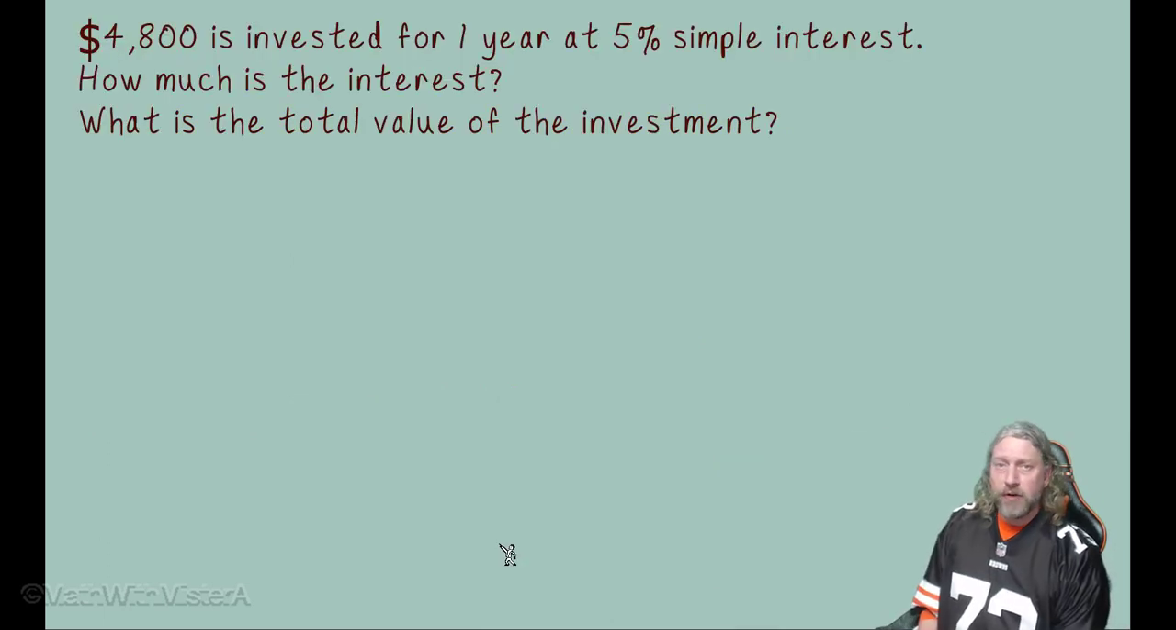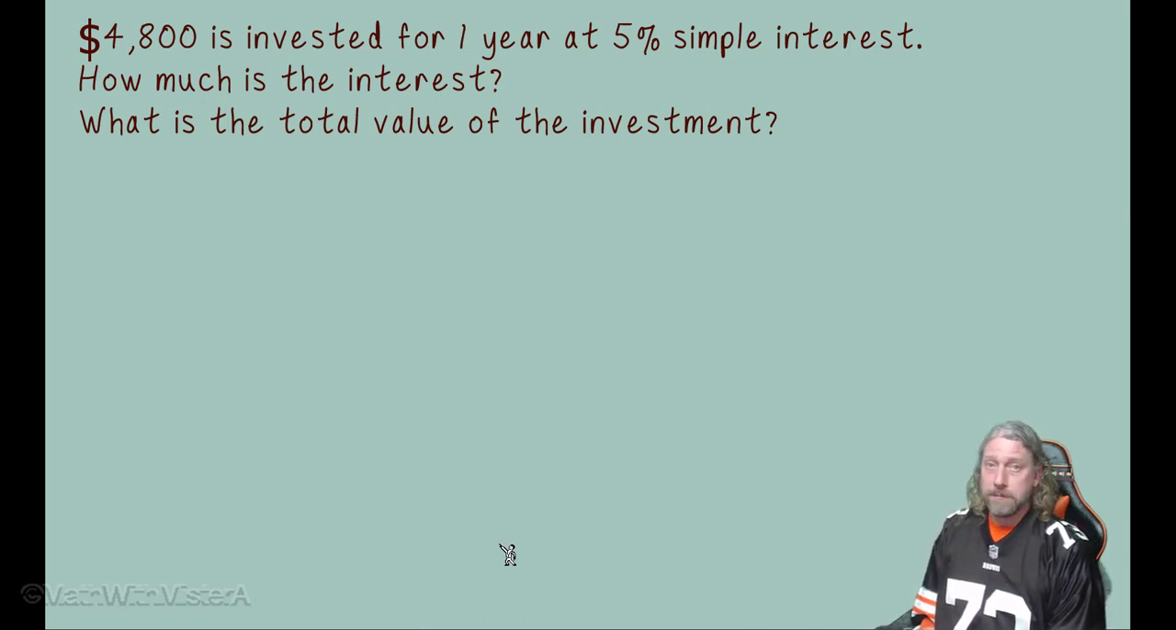So here's an example for you to try. $4,800 is invested for 1 year at 5% simple interest. What's the amount of that interest, and what would be the total value of the investment with that interest added in? Pause the video to try it out, and then restart, and we'll look at the answer together.